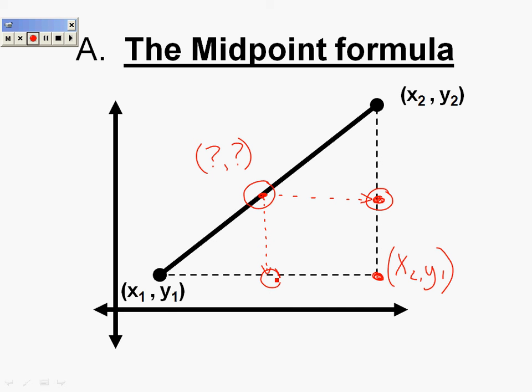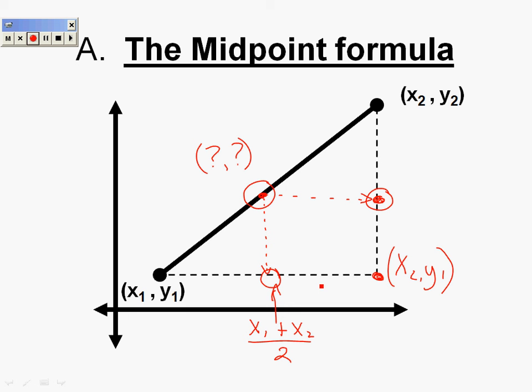So this horizontal line goes from x1 to x2. So to find the middle of that line, we're going to average x1 and x2. What would that look like? x1 plus x2, and we do what to it? Divide by how many there are. There's 2. So the coordinate of the midpoint of the dotted line there would be (x1 + x2)/2.